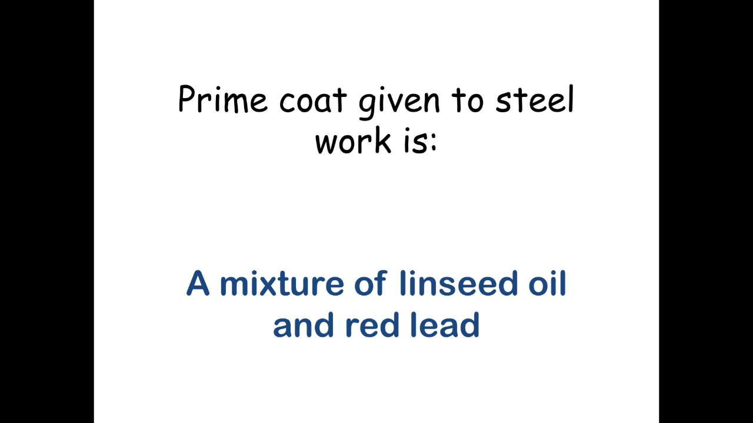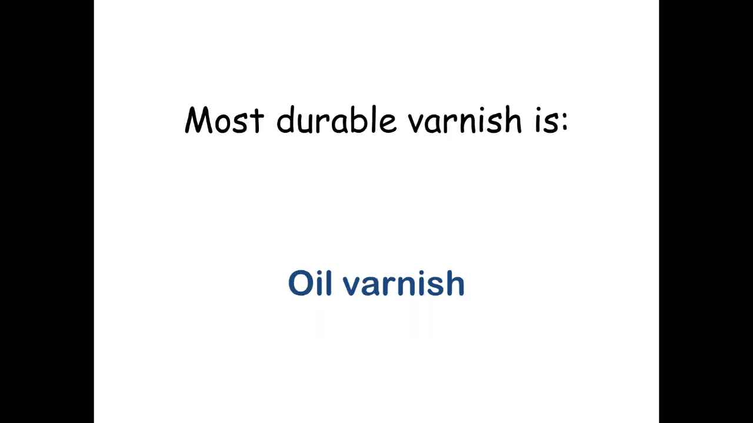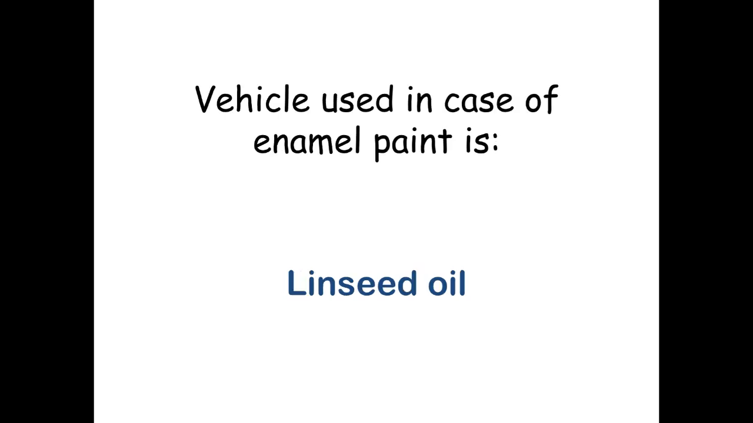Prime coat given to steel work is a mixture of linseed oil and red lead. Red lead is used as base, pigment as well as a dryer. Most durable varnish is oil varnish. Vehicle used in case of enamel paint is linseed oil.